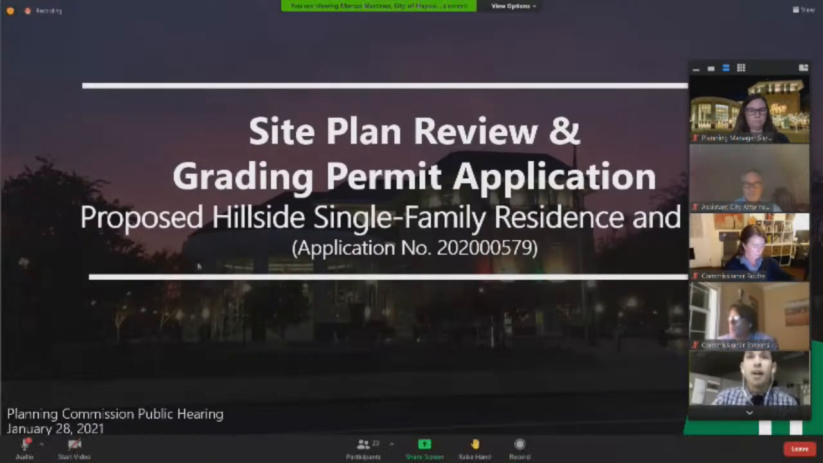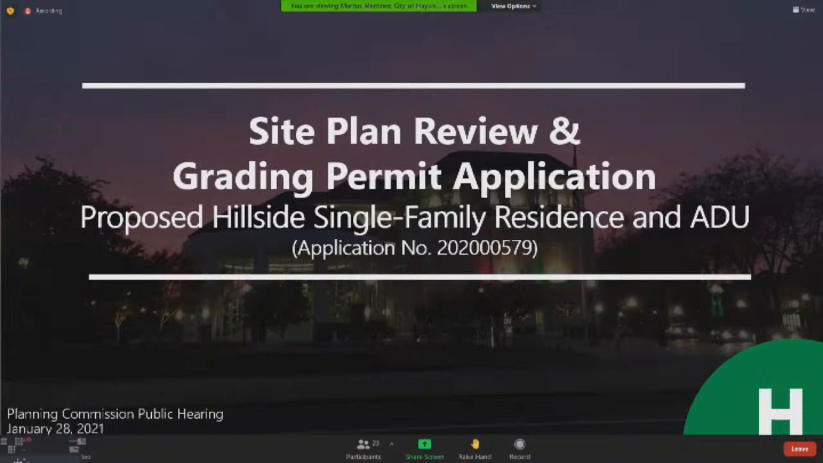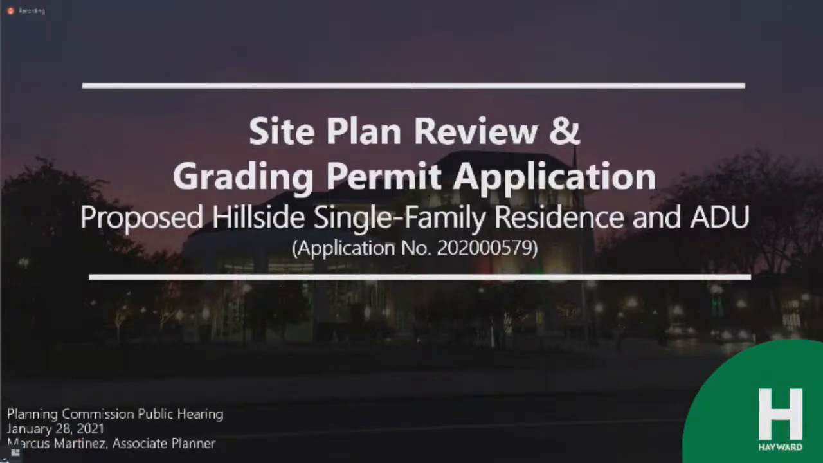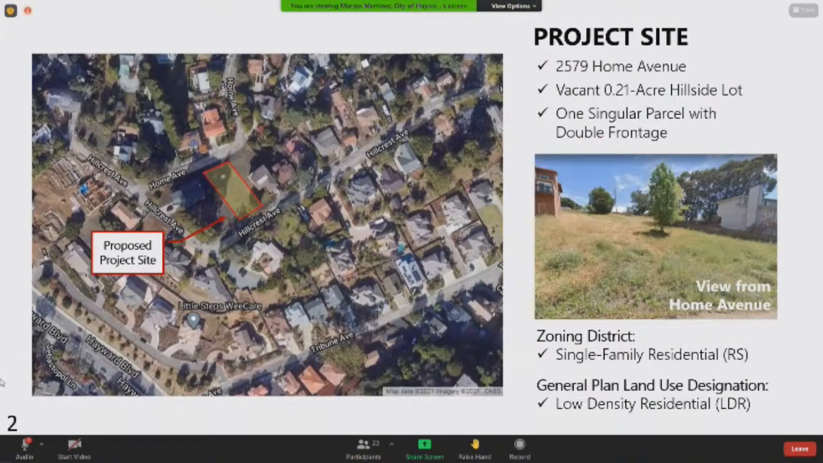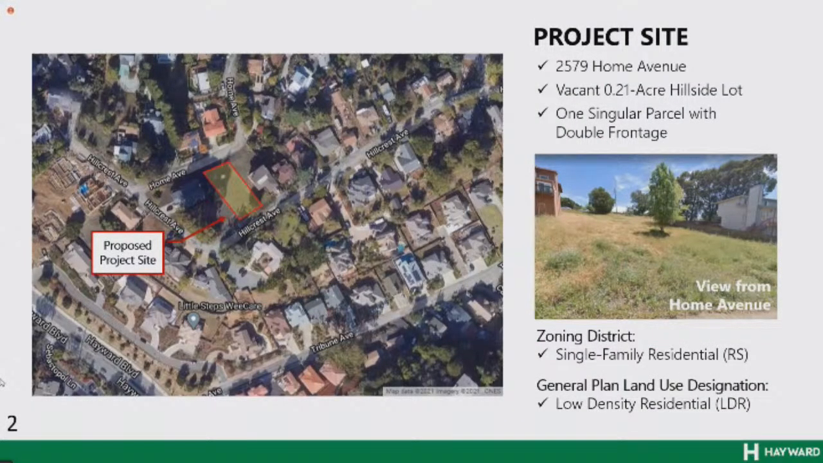Okay. So the item before you tonight is a site plan review and grading permit application for a proposed single-family residence on a hillside, along with an accessory dwelling unit. The project site is located at 2579 Home Avenue, which is currently a 0.21 acre vacant hillside property, which has a dual frontage along Hillcrest Avenue as well as Home Avenue. The project site is located within the single-family residential RS zoning district, with a land use designation of low density residential in the Hayward 2040 general plan.